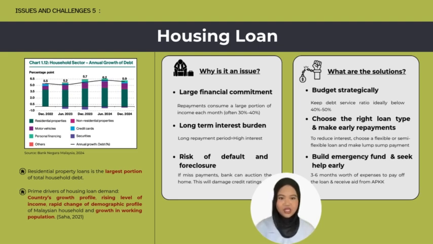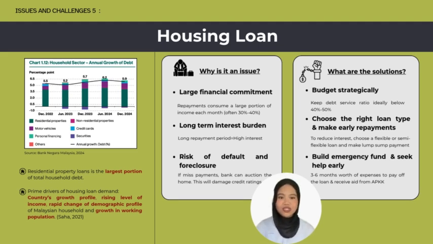Firstly, a large financial commitment. A housing loan is usually the biggest financial commitment an individual will take in their lifetime. In Malaysia, home prices often range from 300,000 ringgit to over 1 million ringgit, and most buyers cannot afford to pay upfront. As a result, they take long-term loans with monthly repayments spanning up to 35 years. This creates a major strain on their finances because a large portion of monthly income is used to repay the loan, and it reduces financial flexibility as they are left with less money for savings or emergencies.